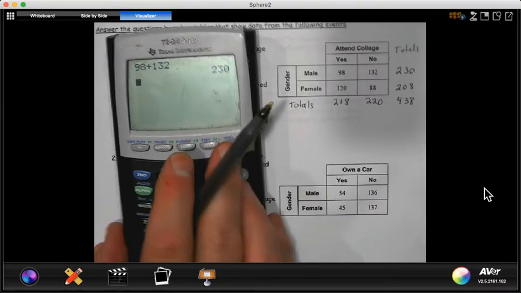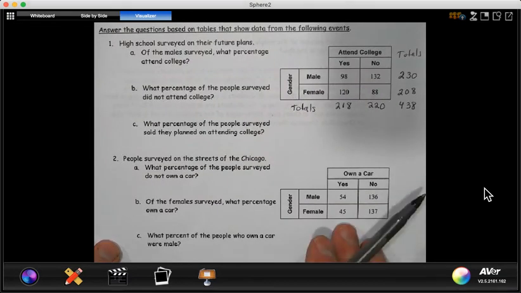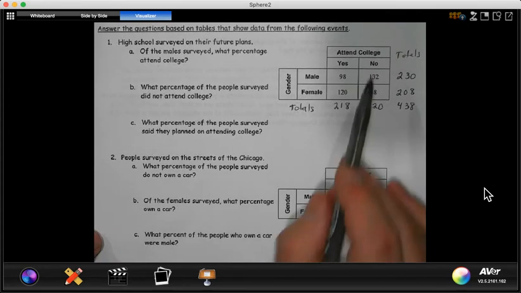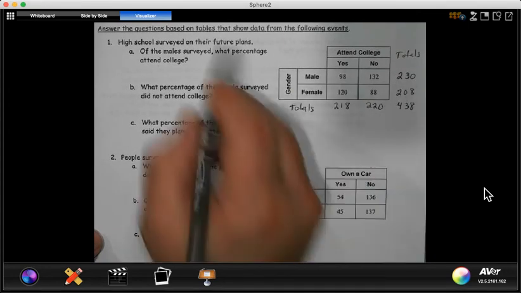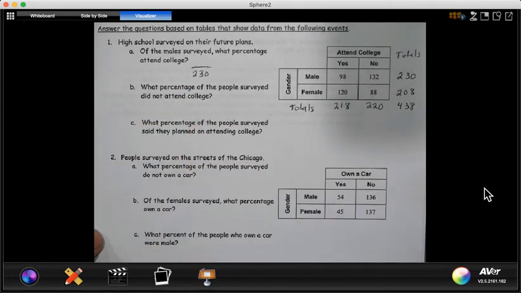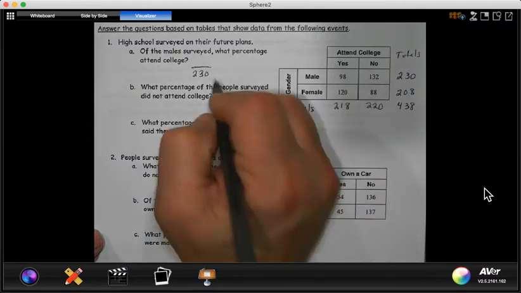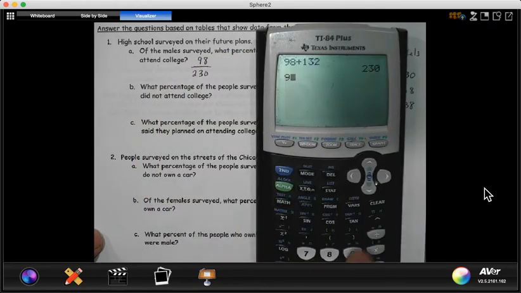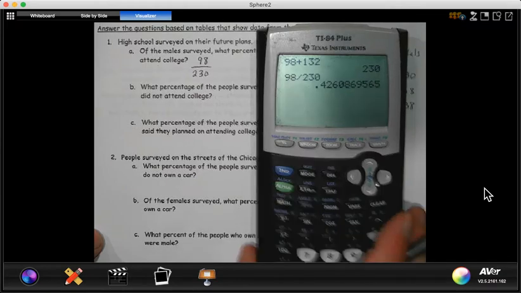Okay? All right, so let's answer some questions. Of the males surveyed, what percentage attended college? So let's go to the males. There were 230 males, so we're going to put 230 in the bottom of a fraction. And how many of them went to college? 98. So we need to figure out 98 divided by 230 as a percent. 42.6%.